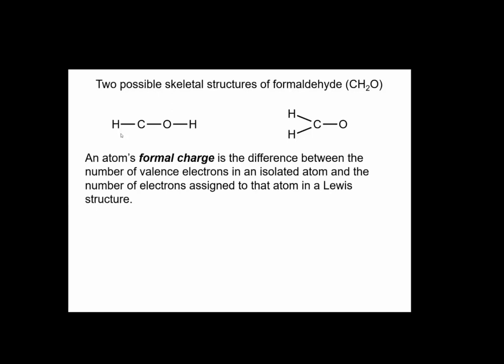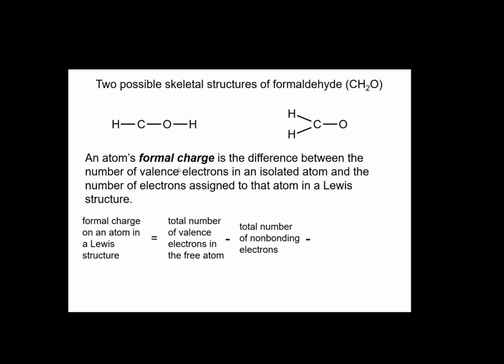So I'm going to define a new concept. It's called formal charge, which is calculated by this formula. If you want to calculate formal charge on any atom, all you have to do is take the total number of valence electrons in one atom at a time, minus the total number of non-bonding electrons, and minus half of the number of bonding electrons. Then you can calculate formal charge. I'm going to do this on the board. It's a simple formula. You just have to plug in to calculate formal charge.